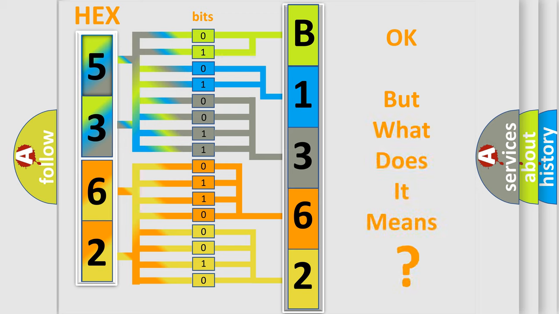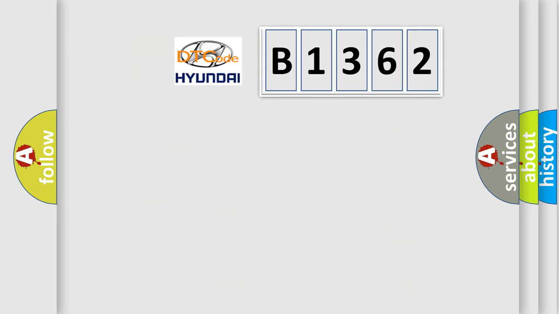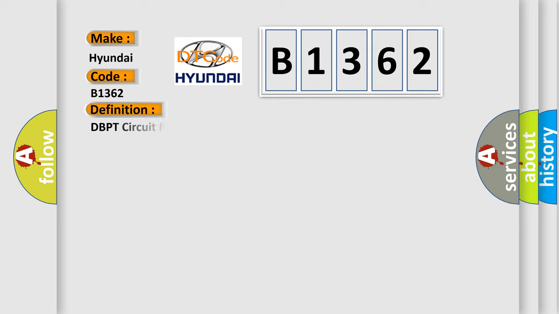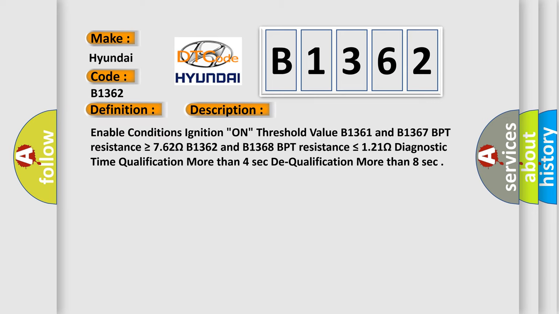The number itself does not make sense to us if we cannot assign information about what it actually expresses. So, what does the Diagnostic Trouble Code B1362 interpret specifically for Hyundai car manufacturers? The basic definition is BPT circuit resistance too low. And now this is a short description of this DTC code.